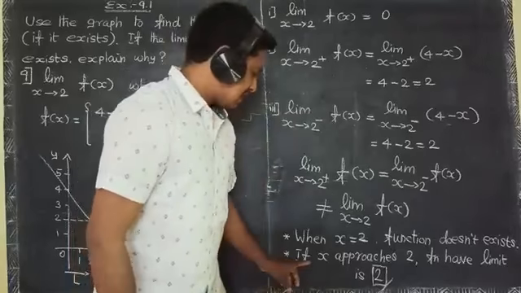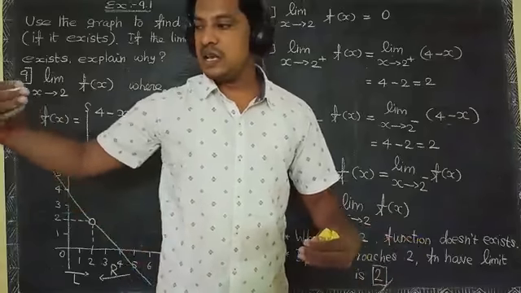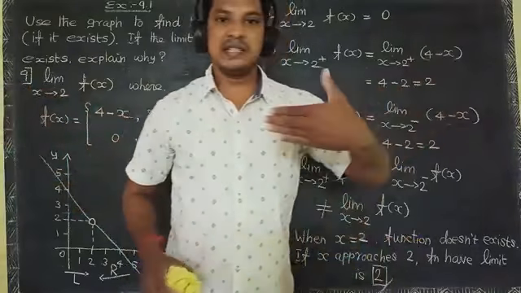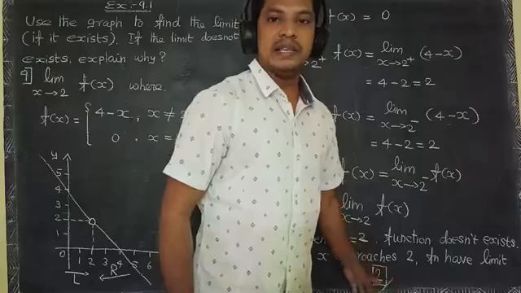Suppose x approaches 2 from either side, from the left side and from the right side, on both sides the function has limit 2.